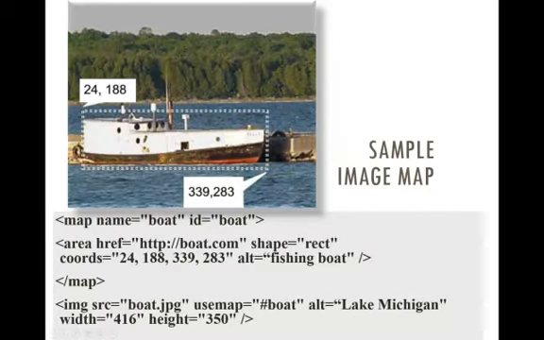Here's a sample of what that image map would look like. Here you're telling it that you want a map name of boat, and you tell it where the area href is, as well as the coordinates. Then we are closing our map tag and then giving it the image source.